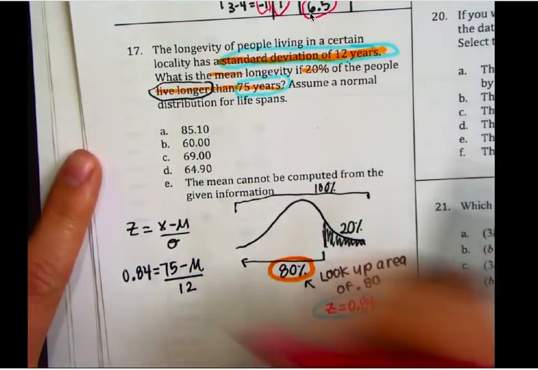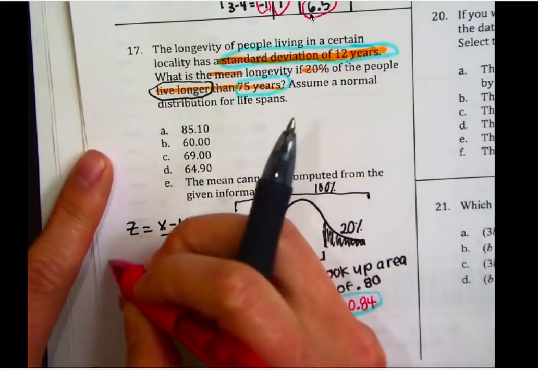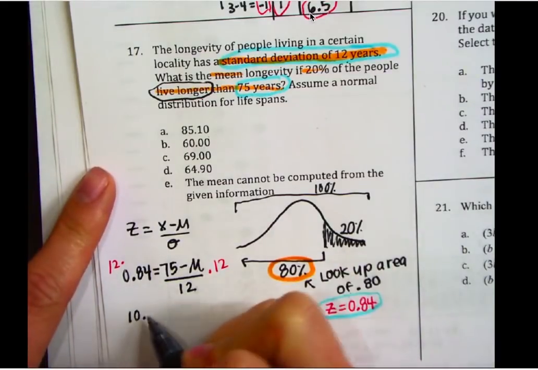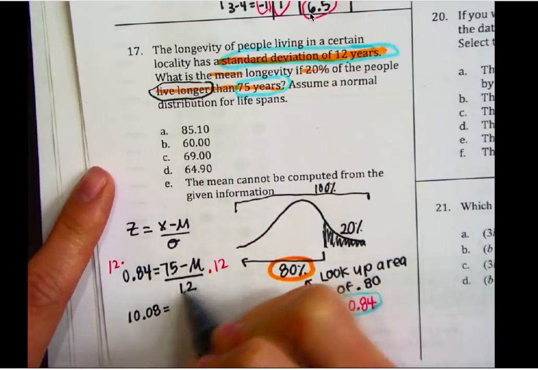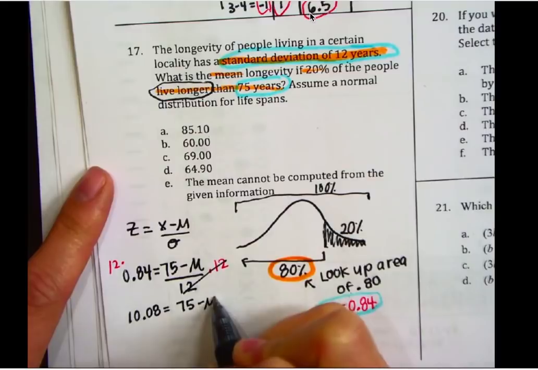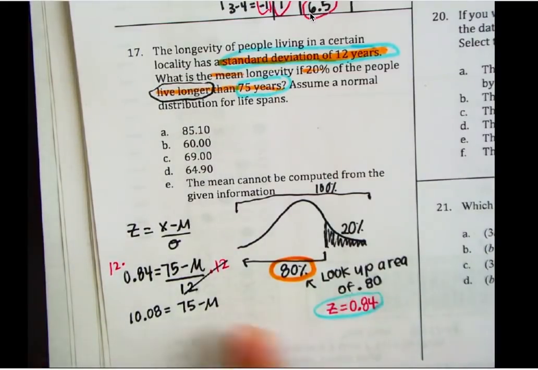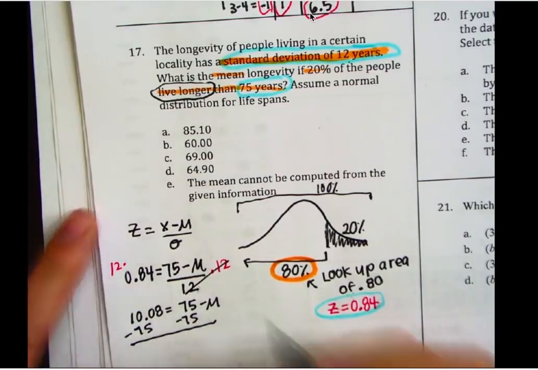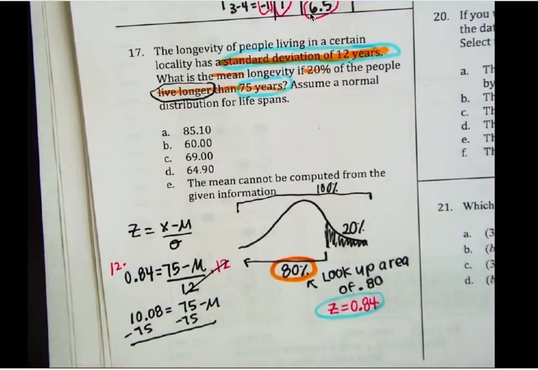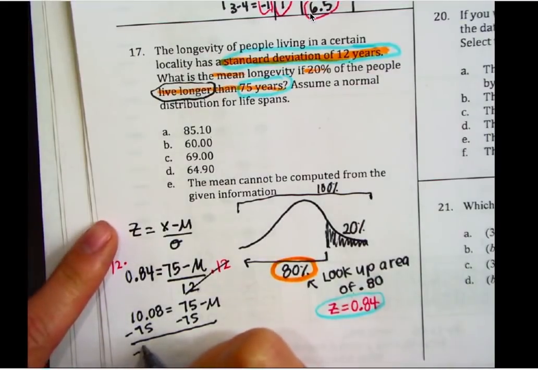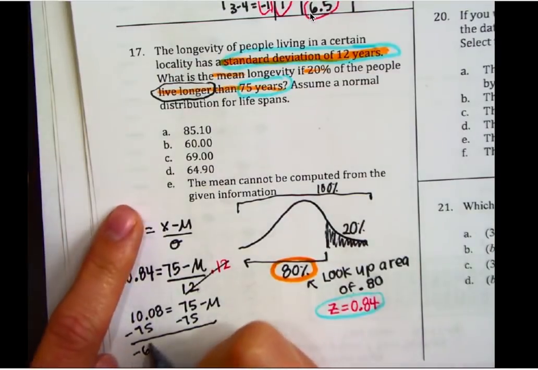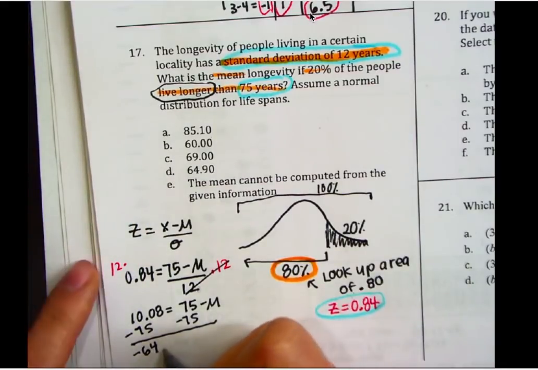So to do that, I'm going to get rid of my fraction by multiplying both sides by 12. So 12 times 0.84 will give me 10.08, which is equal to 75 minus my mean. And then to solve this, I'm going to subtract 75 from both sides. So if we do that in our calculator, we're going to get negative 10. Just want to double check. Negative 64.92.